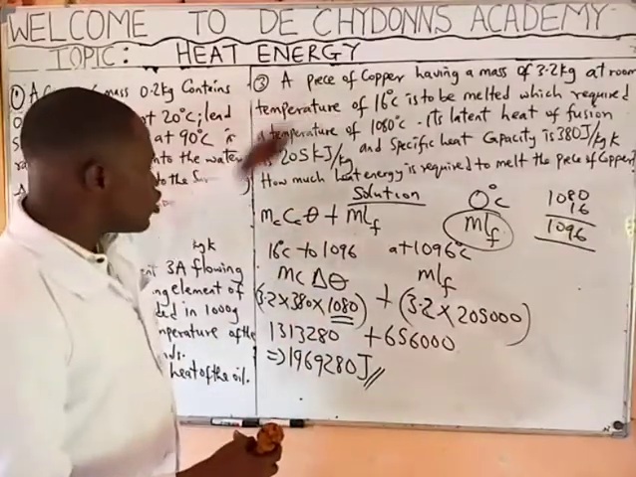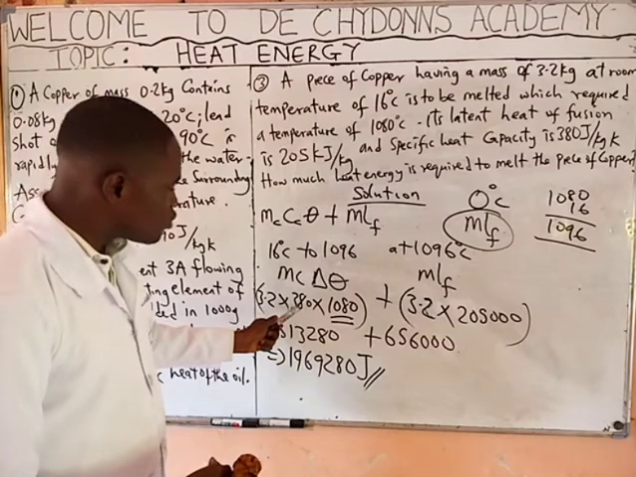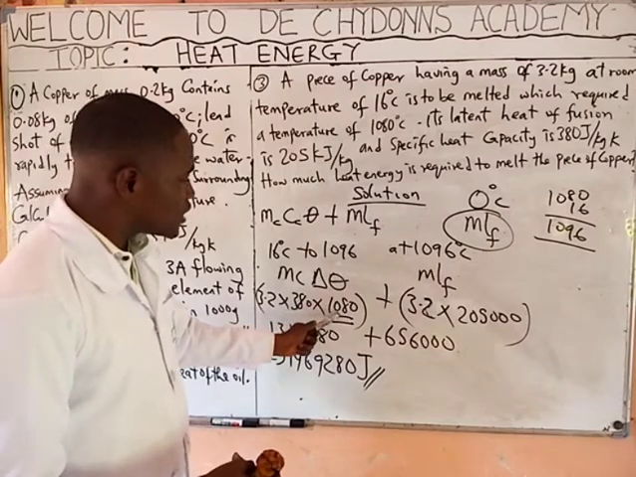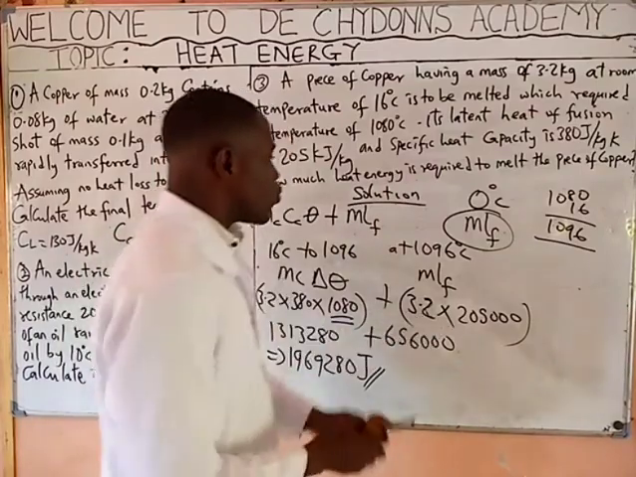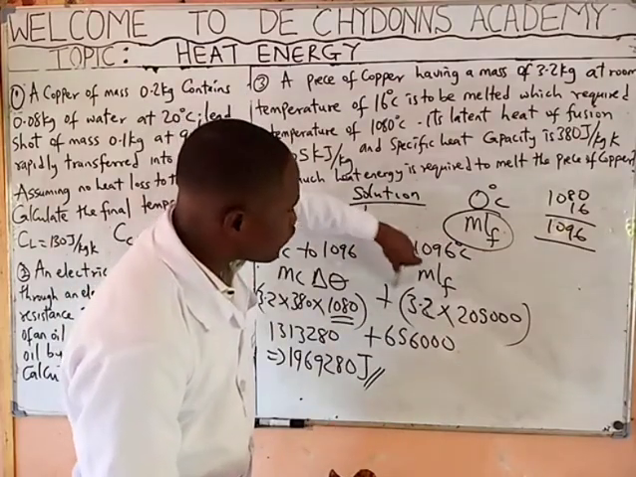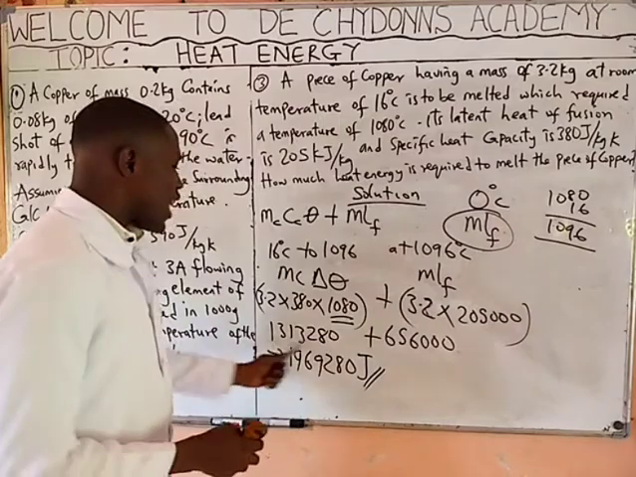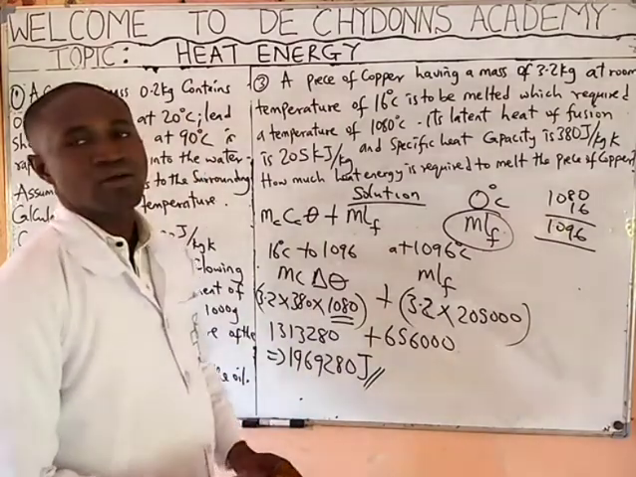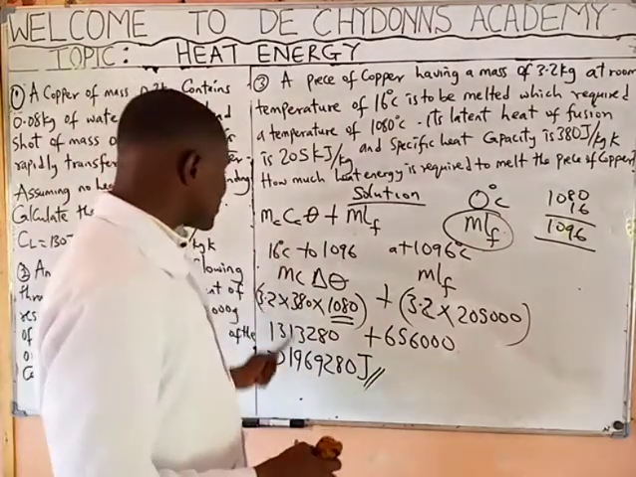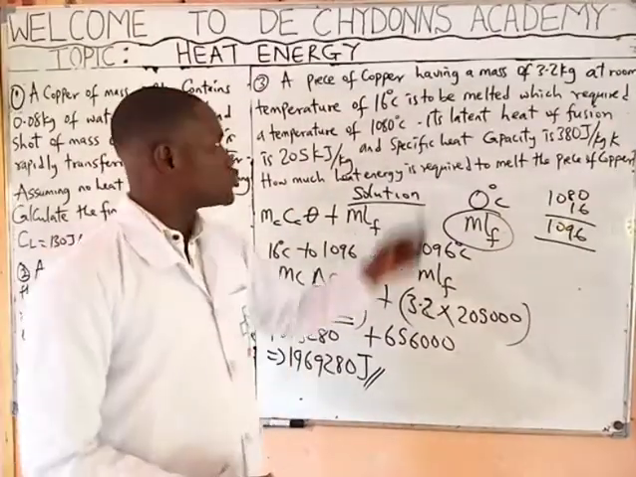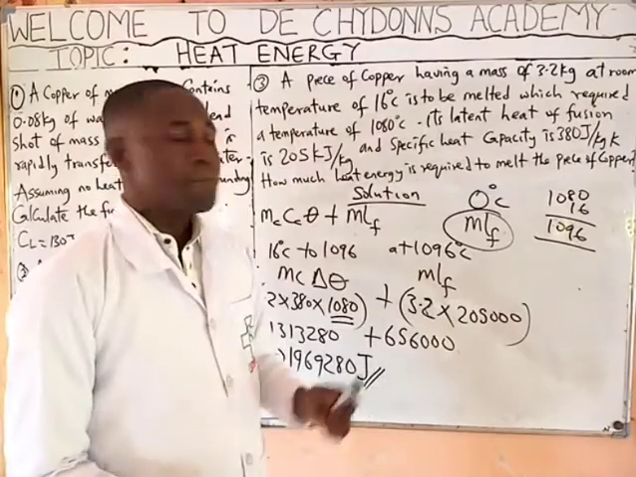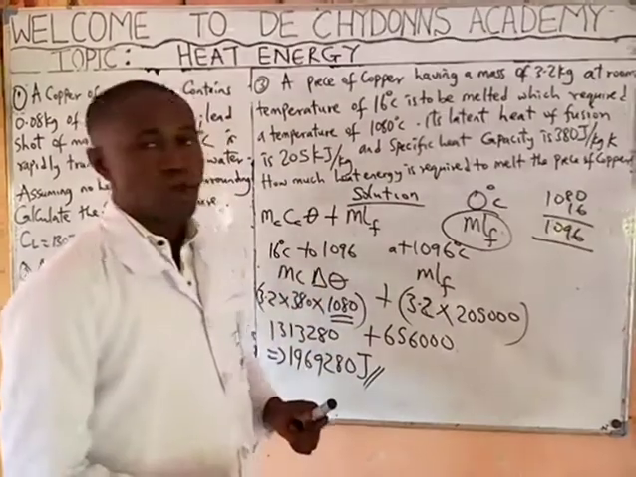So after you use 3.2 multiplied by 380 multiplied by 1080 with your calculator, then take 3.2 times the latent heat of fusion, which is where it adds. After you add the two, you get the total heat required to melt that substance, so to speak, copper. Okay?